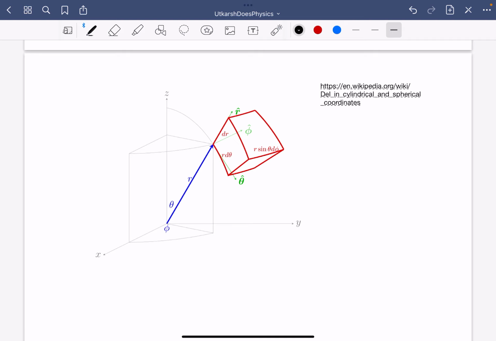So again, in Gauss's law, we're integrating over the surface of a sphere. So we want this region over here. And this region is just this term times this term. So we have r d theta times r sine theta, which is r squared sine theta. There's a d phi in there. r squared sine theta d theta d phi. And that's exactly what our dA is.